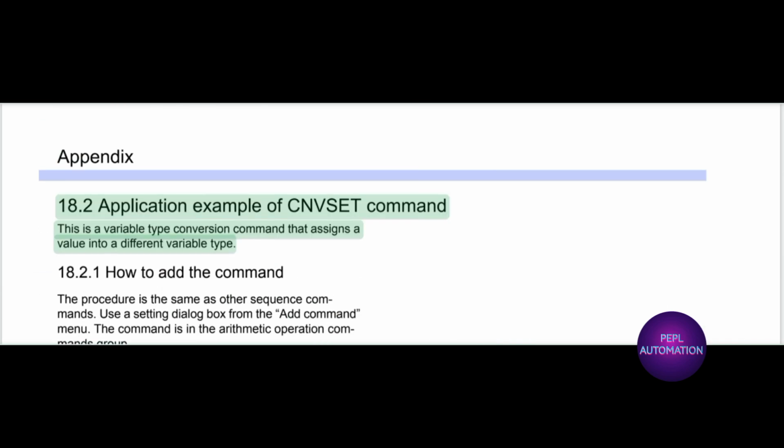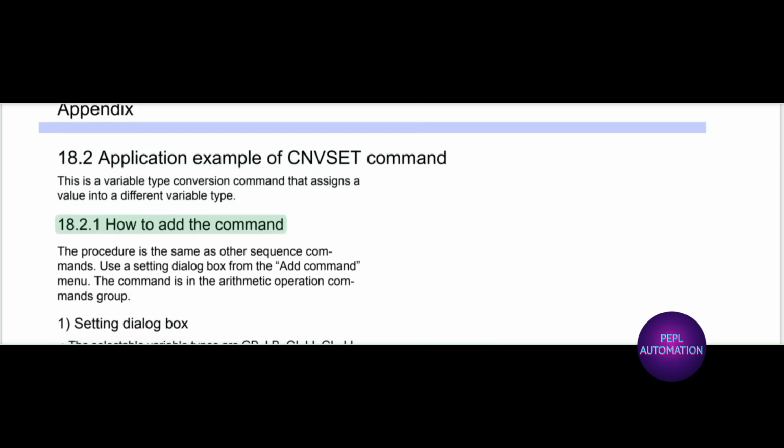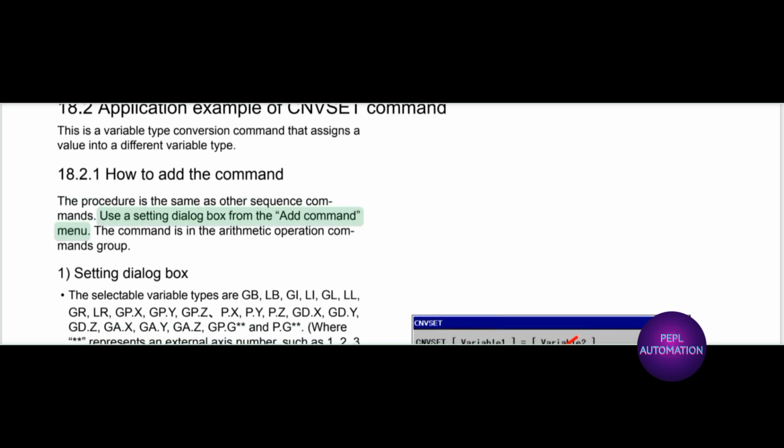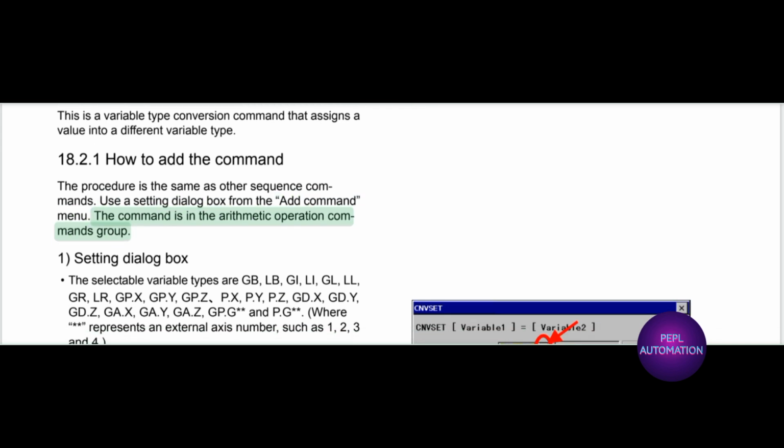18.2 Application example of CNVSET command. This is a variable type conversion command that assigns a value into a different variable type. 18.2.1 How to add the command. The procedure is the same as other sequence commands. Use a setting dialog box from the Add Command menu. The command is in the Arithmetic Operation Commands group.